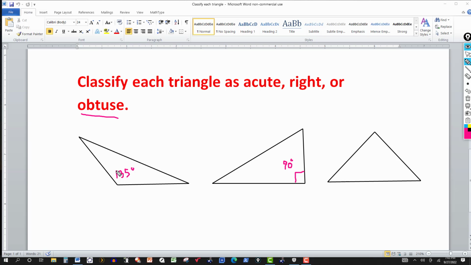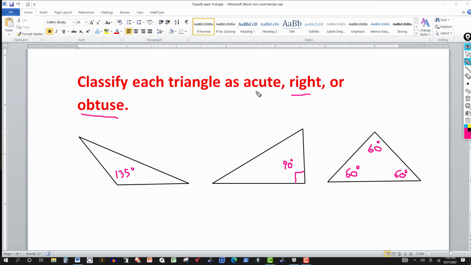So the first one is obtuse. The triangle has one angle larger than 90 degrees. The second one has a right angle right here. So the second one's a right triangle. And this one we're not given anything, but let's suppose we're given that this is 60 degrees, this is 60 degrees, and this is 60 degrees.